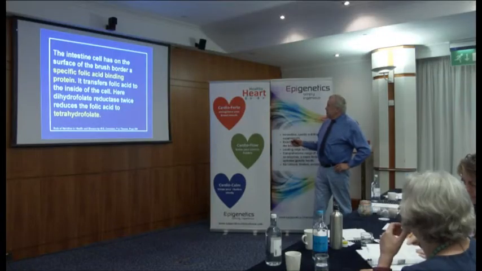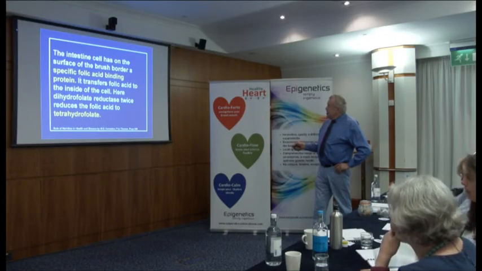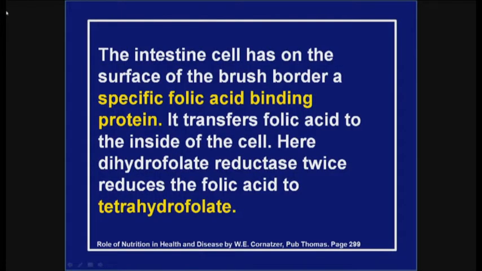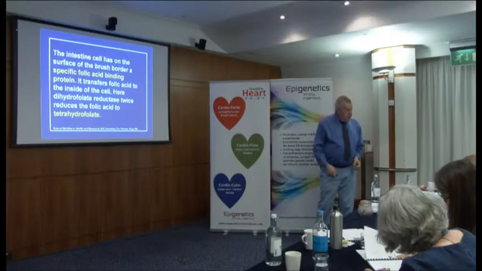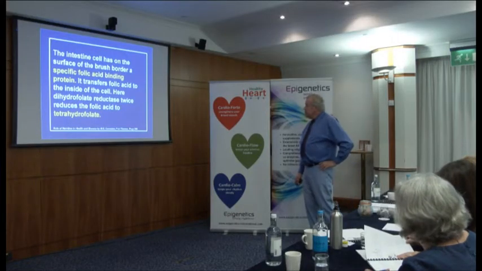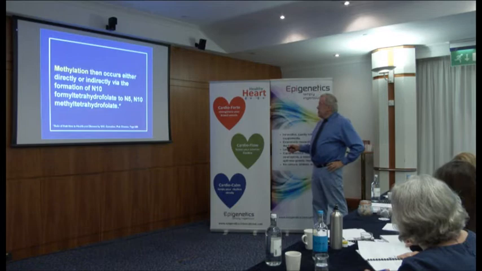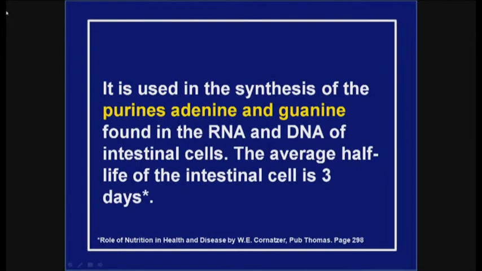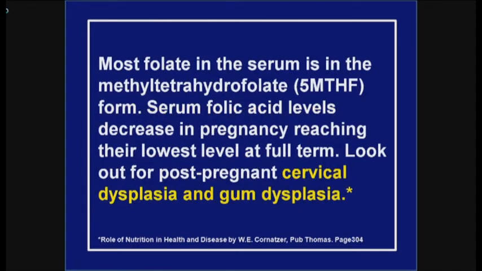So the intestinal cell has on the surface, a brush border, a specific folic acid binding protein. It transfers folic acid to the inside of the cell. Here the dihydrofolate reductase reduces the folic acid to tetrahydrofolate. So most of the activation actually occurs in the intestine. Methylation then occurs either directly or indirectly to make the methyl tetrahydrofolate. It's used, as I said, in the production of the different purines and pyrimidines.